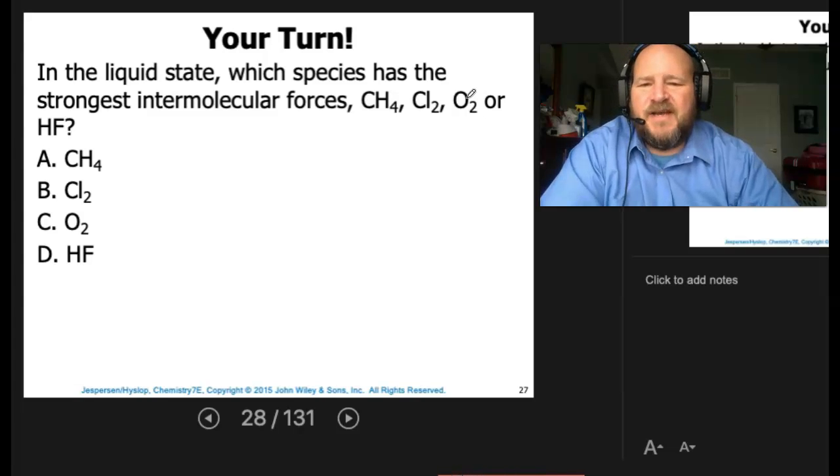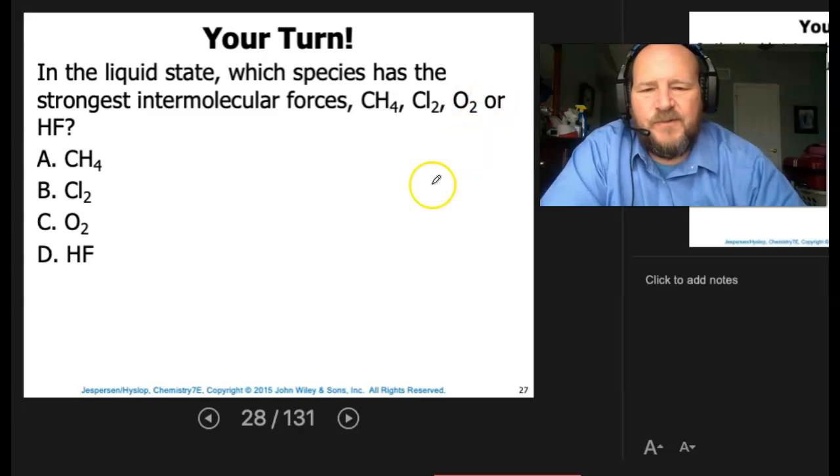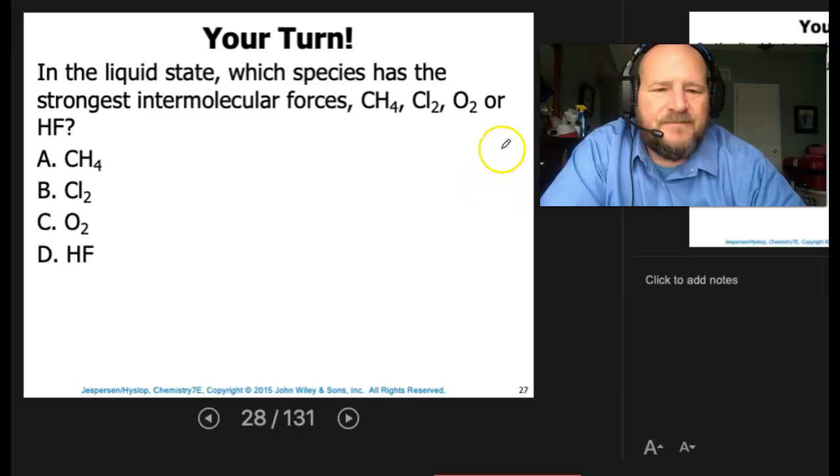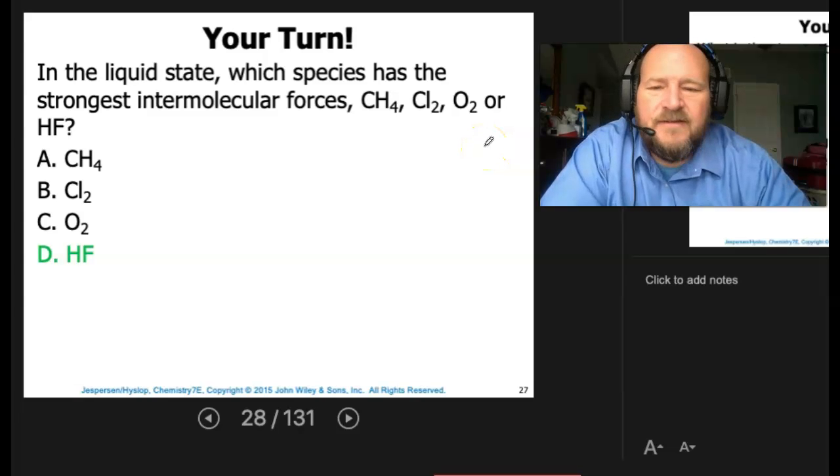All right, in the liquid state, which species has the strongest intermolecular forces? CH4, Cl2, O2, or HF? This is in the liquid state. Well, right away we can see HF is going to have hydrogen bonding. So that should be our quick and easy answer. They gave us green this time instead of red.